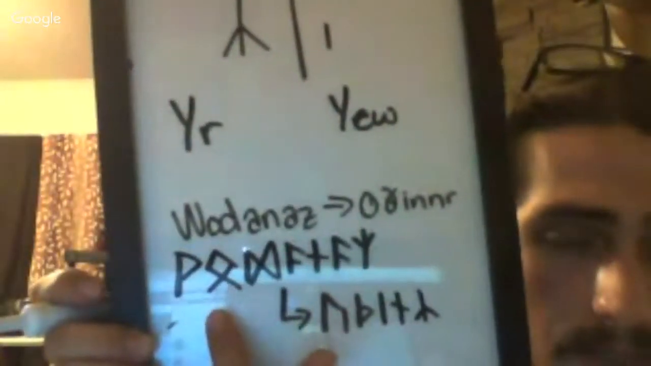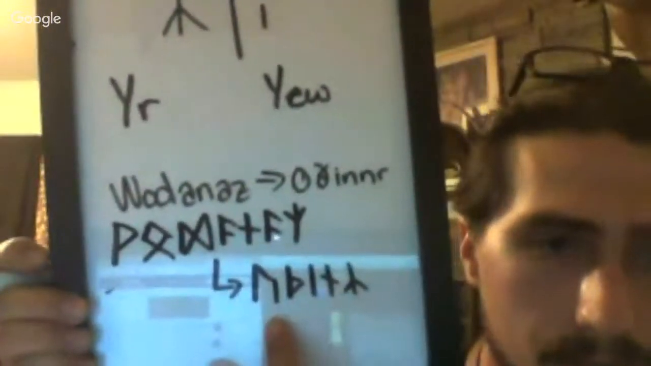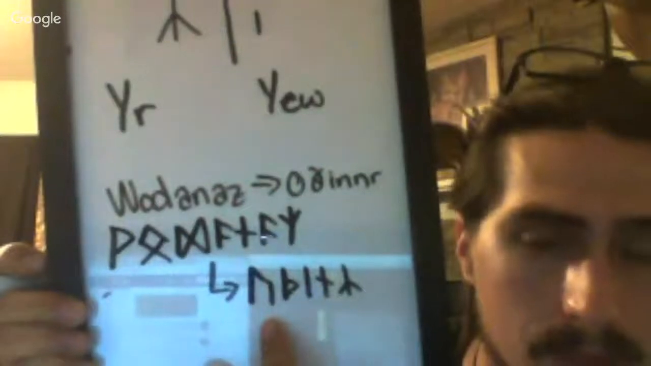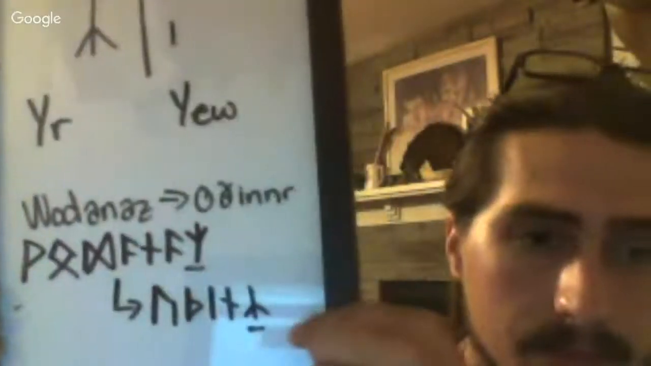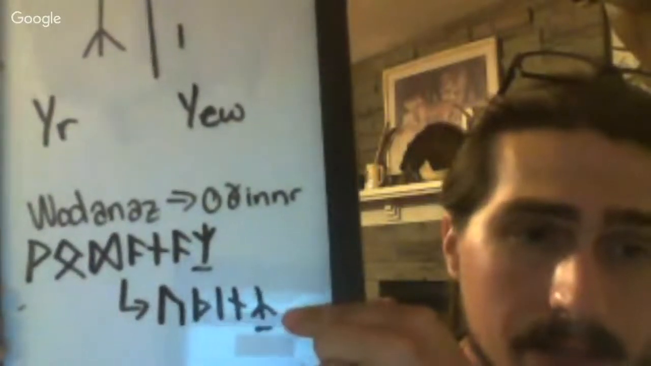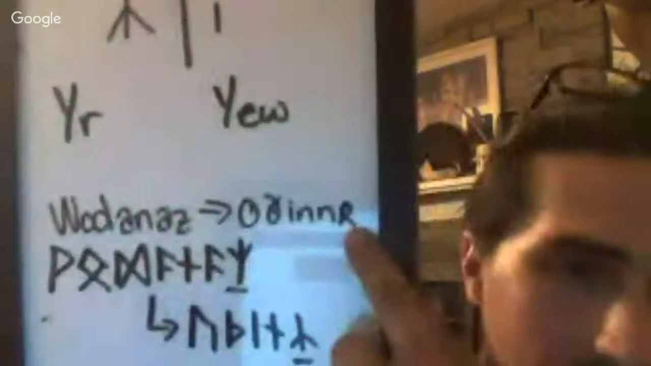And it becomes, again, Wodenaz in the Elder Futhark becoming Oldenar. So you have this Z letter flipping and becoming that R. So the better way to write Oldenar here would be with that capital R.